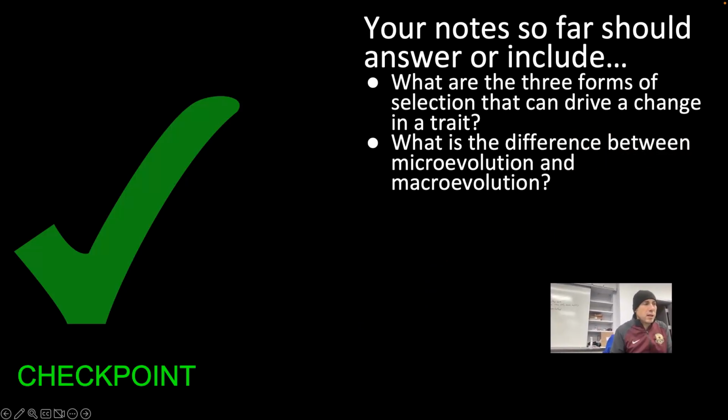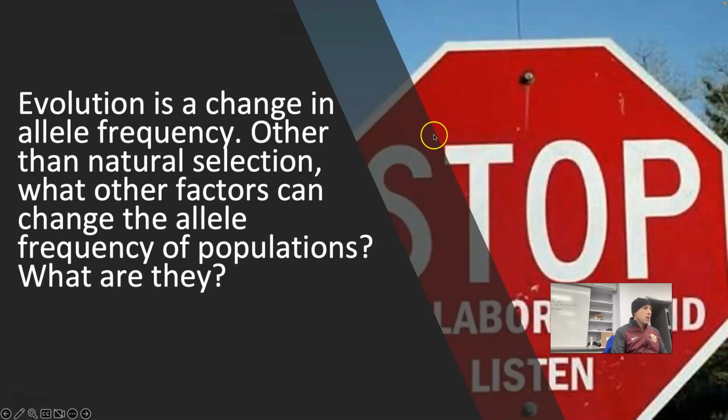Right, so again, check these things. What are the three forms of selection that can drive a change in a trait? What's the difference between microevolution and macroevolution? So evolution is a change in allele frequencies. Other than natural selection, what other factors can change an allele frequency?